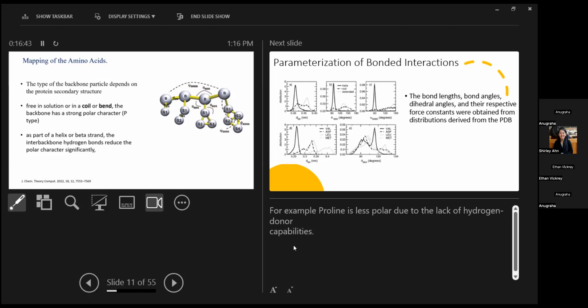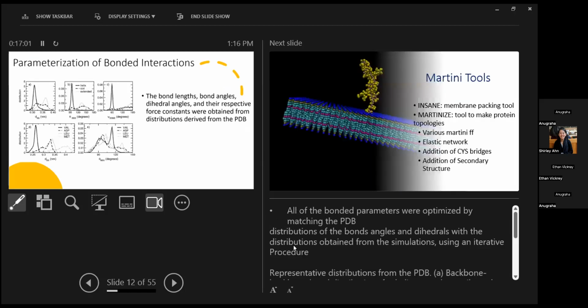If you consider proline, for example, it is less polar due to lack of hydrogen bonding capacity. So if proline is present in helix or beta sheets, the hydrogen bonds reduce the polar character significantly for proline. So this is how the parameterization for bonded interactions is done.